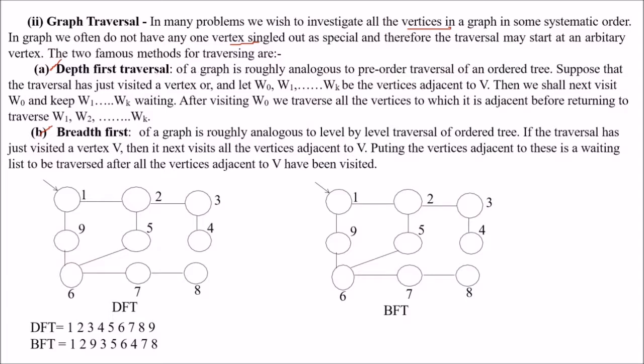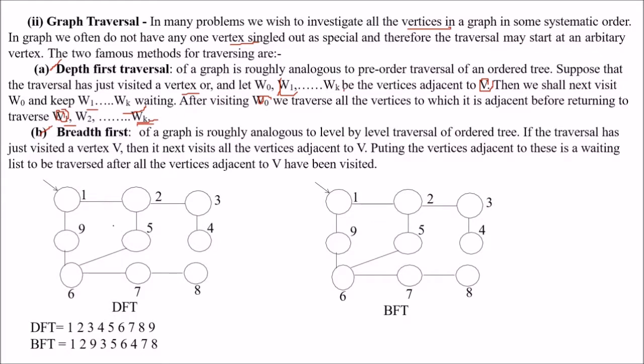Depth first traversal of a graph is roughly analogous to the preorder traversal of an ordered tree. Suppose that the traversal has just visited vertex V. Let W0 to WK be the vertices which are adjacent to V. We shall next visit W0, and W1 to WK keep waiting. After visiting W0, we traverse all the vertices to which it is adjacent before returning to W1 to WK. And we do it for W1 recursively till we reach the last node.